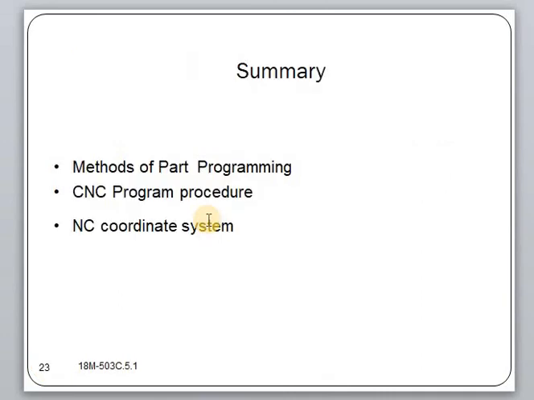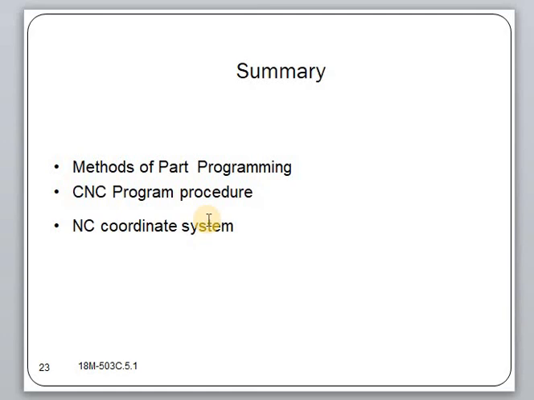Summary. Today I explained about part programming and the types of part programming, the CNC program procedure and the NC coordinate system. The part program is a sequence of instructions which describes the work which has to be done on a part in the form required by a computer under the control of a numerical control computer program. And we discussed the types of part programming. Those are manual part programming and computer part programming.